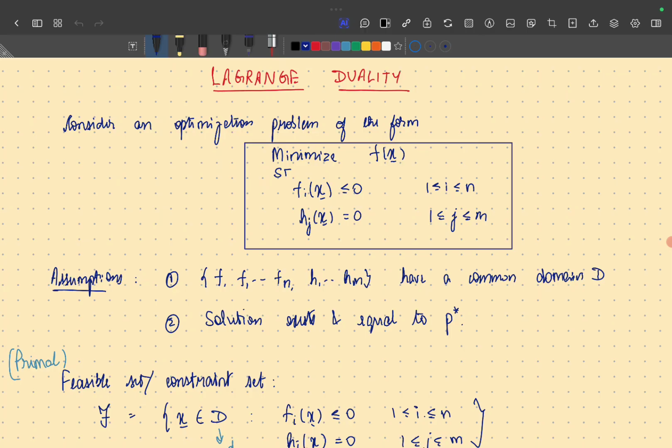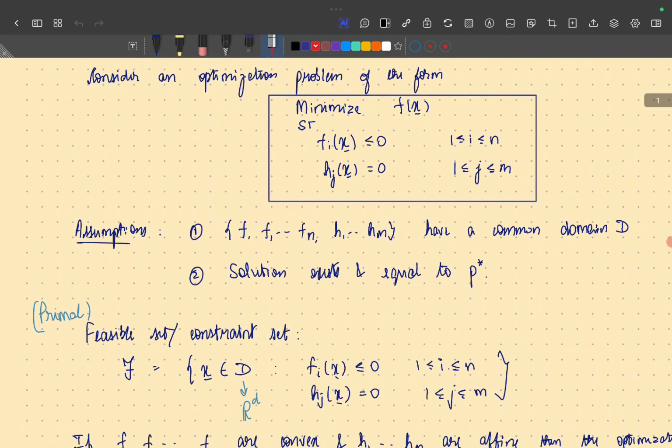Okay, so let's start. In the previous class, I introduced this notion of the Lagrange dual of an optimization problem. Firstly, we are assuming that we have an optimization problem of the following form, where you want to minimize some function f, subject to a bunch of inequality and equality constraints. And the overall assumption is that all of these functions have some common domain D.